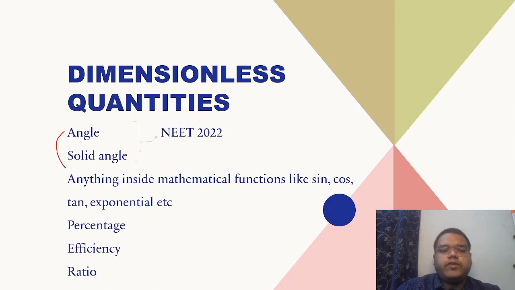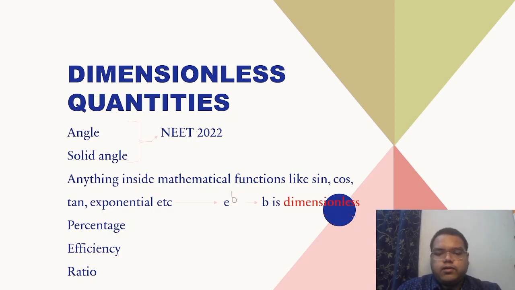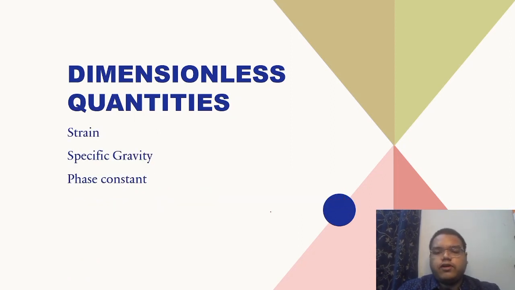Angle and solid angle based question was given in NEET 2022. In NEET 2022, there was another question based on the gravitational dimension. Next, if there is a mathematical function like sin A, then A will be a dimensionless quantity. And if there is a mathematical function like e to the power b, then b is a dimensionless quantity.